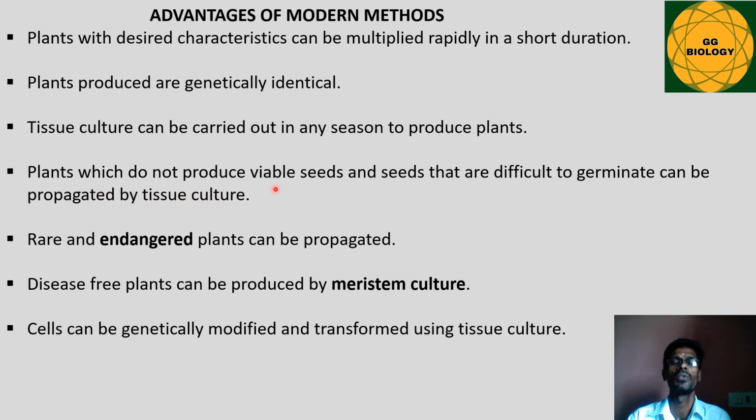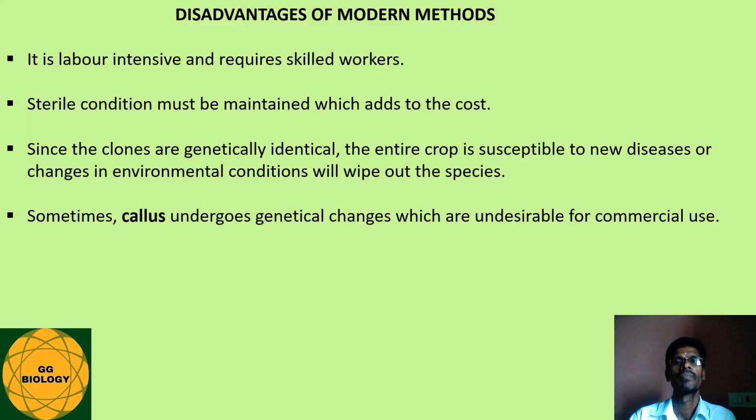Plants which do not produce viable seeds and seeds that are difficult to germinate can be propagated by tissue culture. This is also very important. The plants which are not able to produce viable seeds, or are unable to produce seeds at all, can also be propagated by applying the tissue culture method. Rare and endangered species of plants can also be propagated. Disease-free plants can be produced by meristem culture, and cells can be genetically modified and transformed using tissue culture methods.